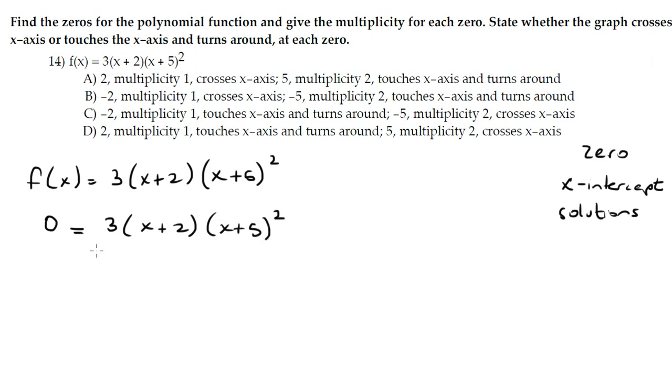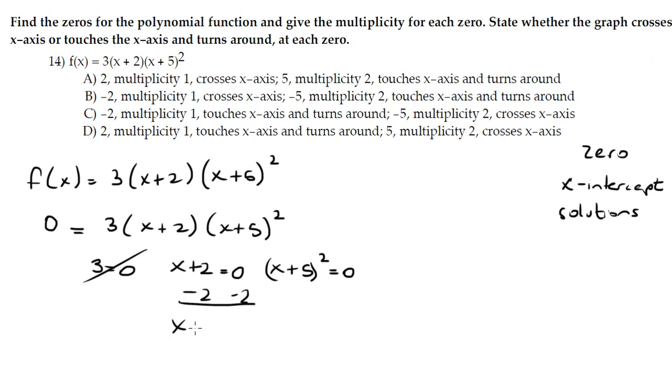Solve for x. So the zero product property says if 3 times (x + 2) times (x + 5) squared is 0, then either 3 equals 0, x + 2 equals 0, or (x + 5) squared equals 0. For multiplying and getting 0, something has to equal 0. We know 3 can never equal 0, so that's out. But x + 2 can be 0 if x equals negative 2. (x + 5) squared can equal 0 if x + 5 equals 0, because 0 squared is 0.